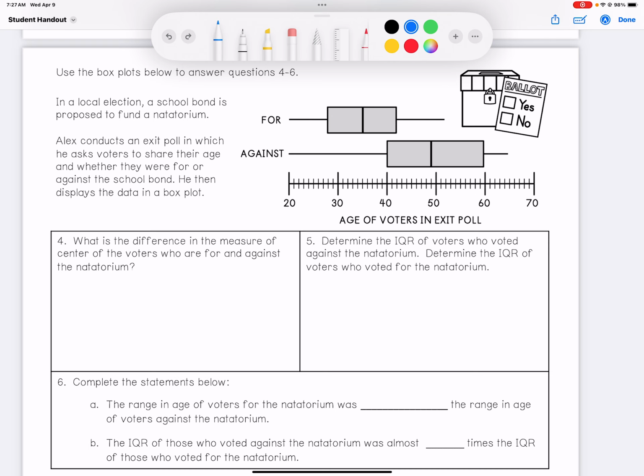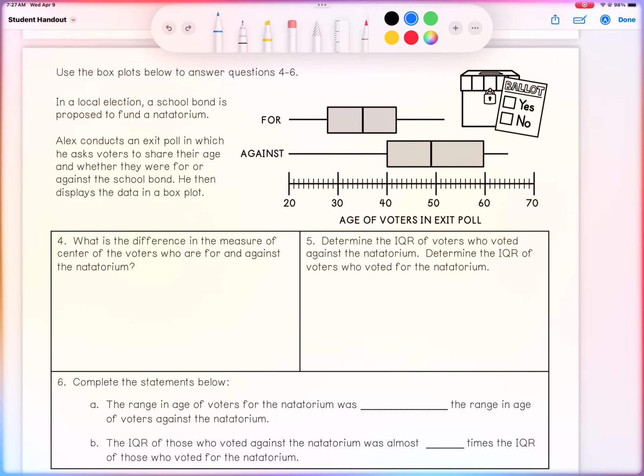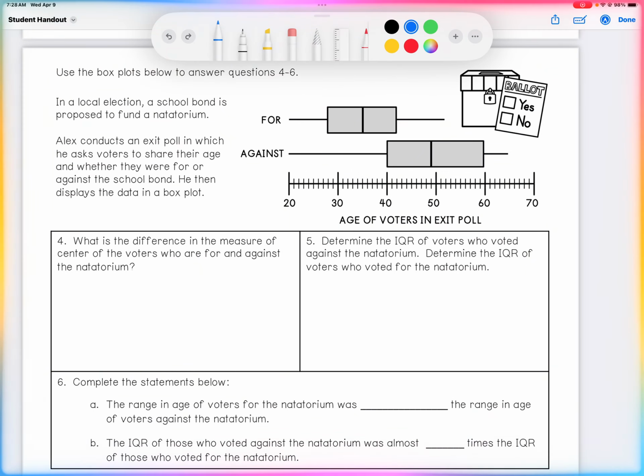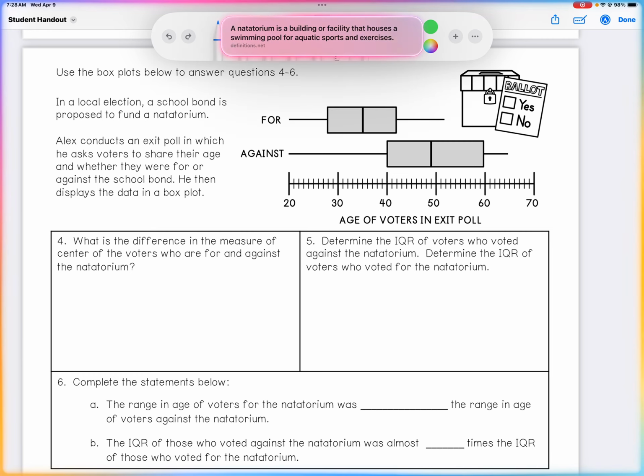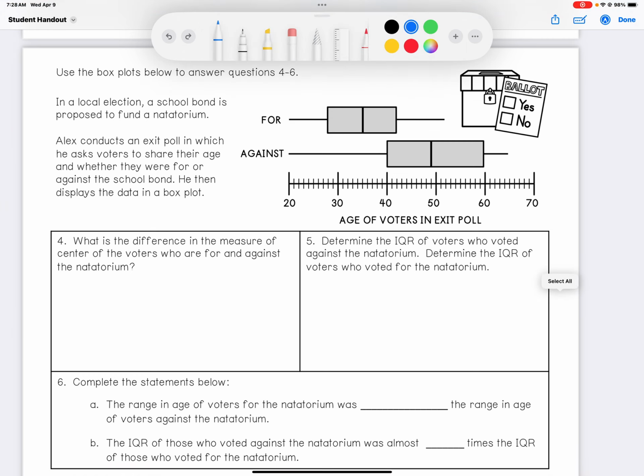Let's ask Siri what that is. Siri ain't gonna answer me. Oh, I think I can press this button. It's a swimming pool. Okay, never knew that.